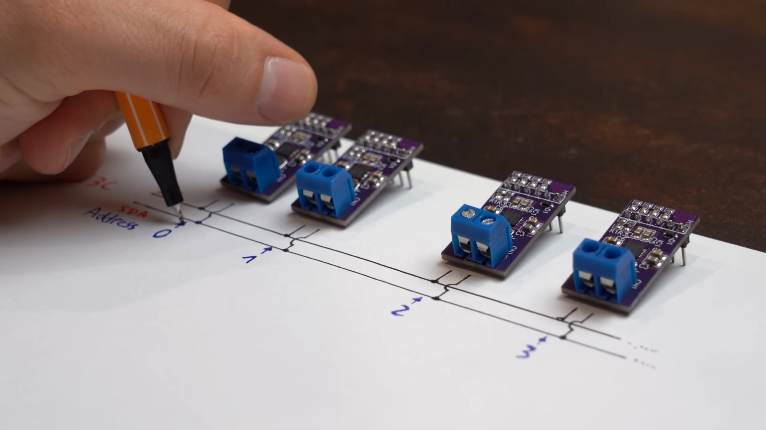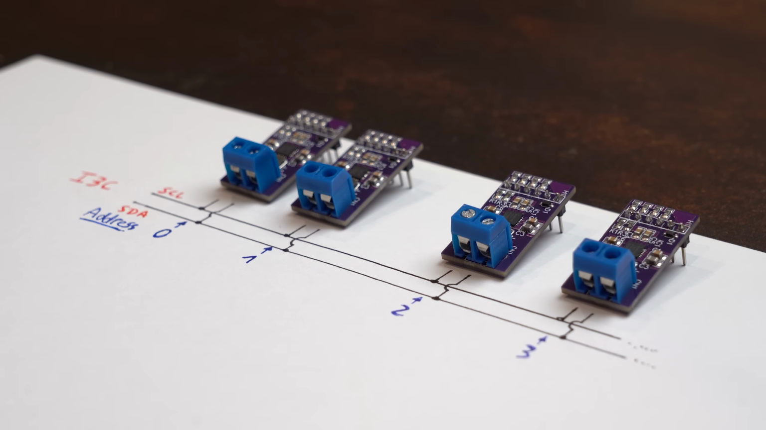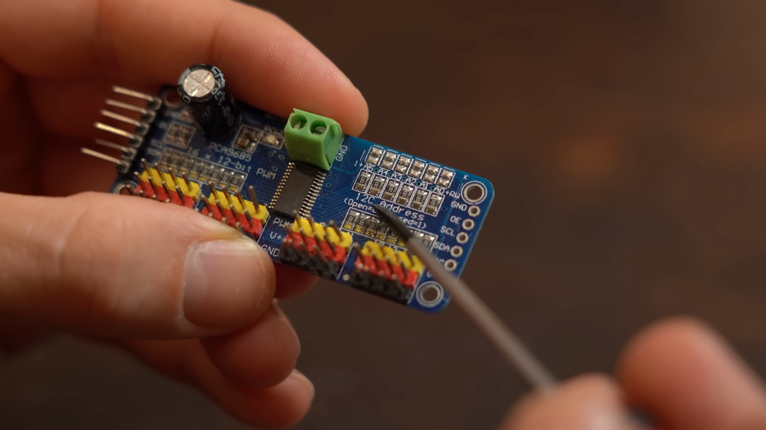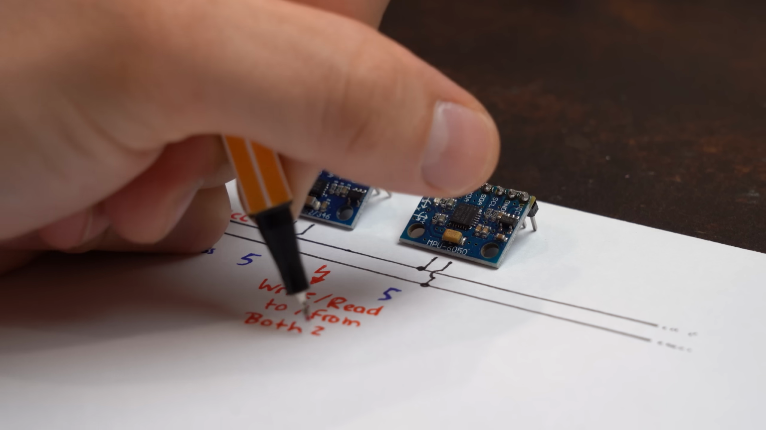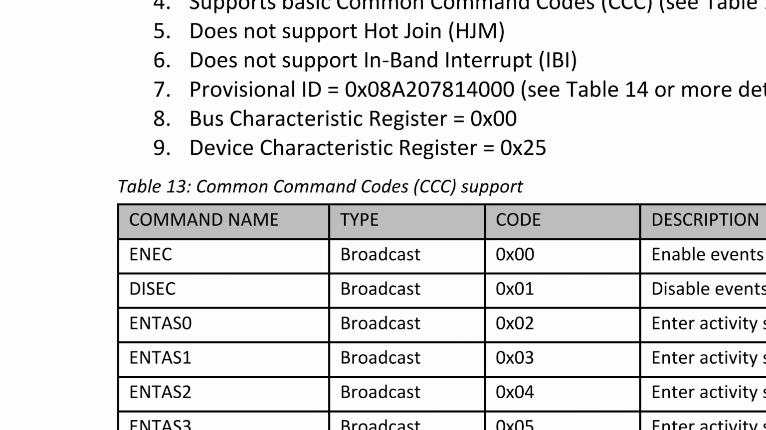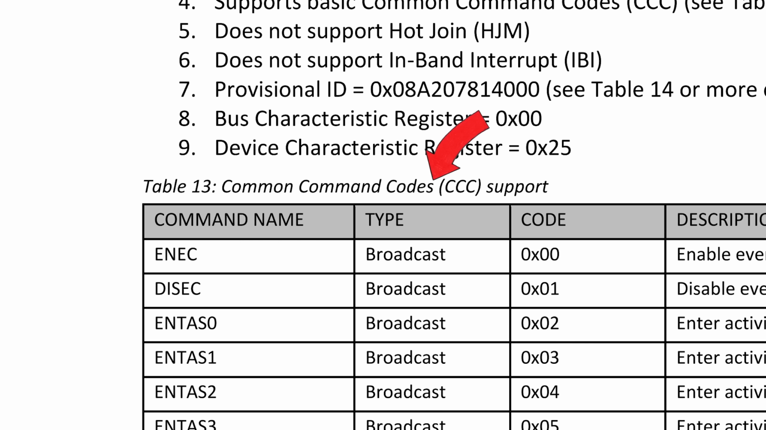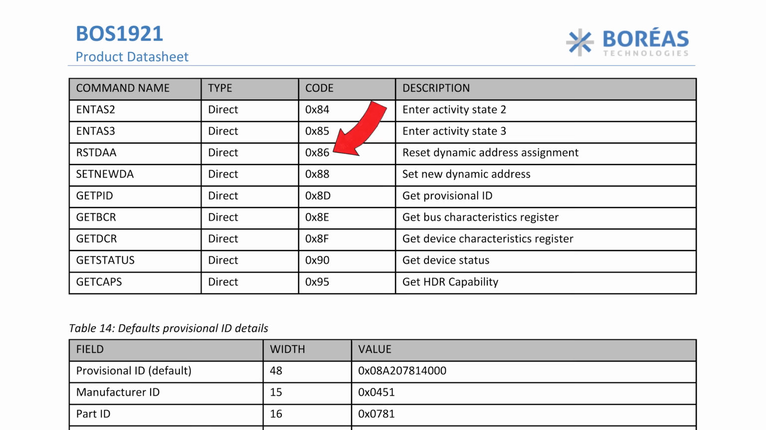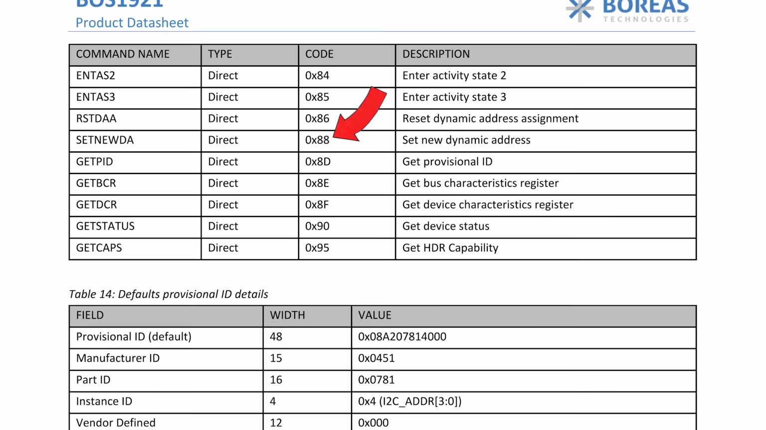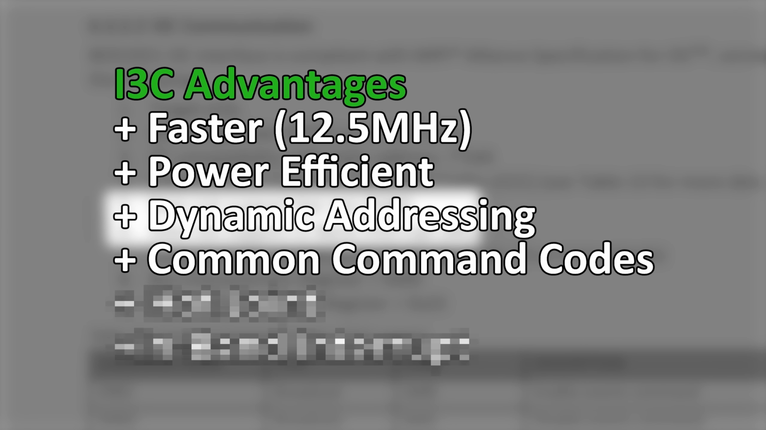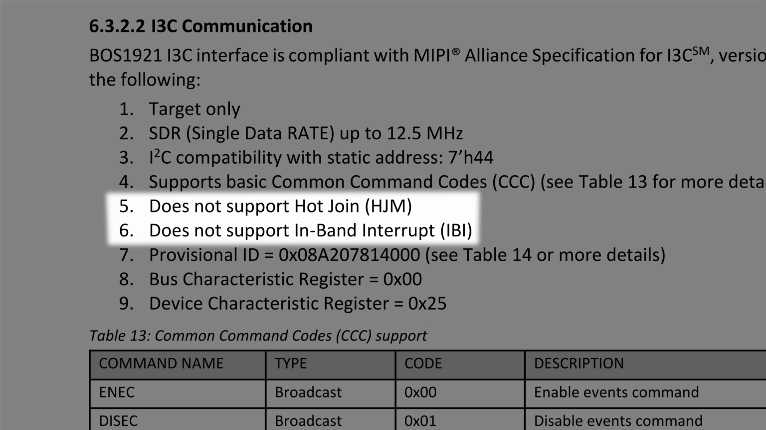That means it gives out addresses to all targets while initializing things, which definitely solves the problem of I2C, in which addresses were oftentimes defined by hardware resistors, and thus if you use more of them, there can be collisions. Another awesome feature is the support of so-called common command codes, or CCC, which lets you quickly pull off some important commands, like resetting the dynamic address or setting a new one. And the last two important changes of I3C are actually not supported by the BOS 1921, which is the hot join feature and the in-band interrupt feature.